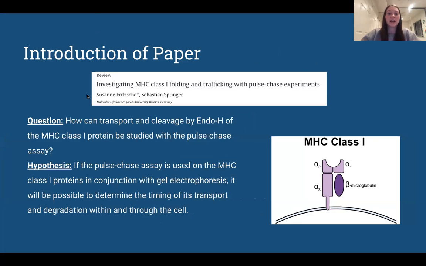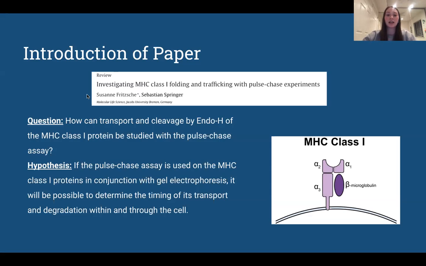The paper we chose was titled Investigating MHC Class 1 Folding and Trafficking with Pulse Chase Experiments. MHC stands for Major Histocompatibility Complex. MHC Class 1 proteins are found on the cell surface as integral membrane proteins. They're expressed on all nucleated cells and platelets. The purpose of these proteins is to display intracellular proteins to cytotoxic T cells. These cells kill certain cells that are damaged or dangerous within the body. Therefore, MHC class 1 molecules play a huge role in the immune system.